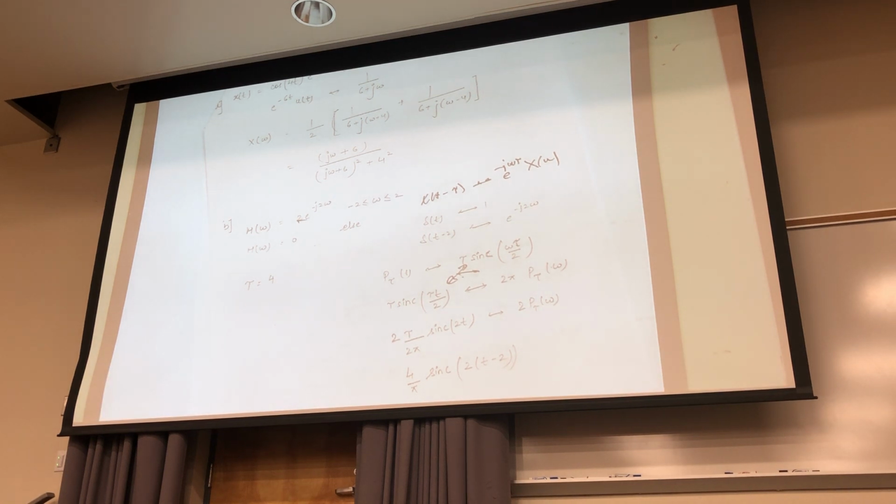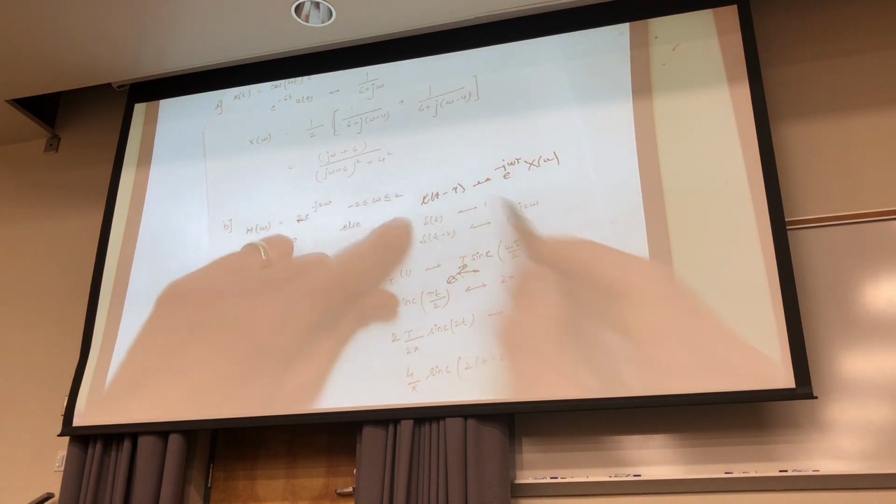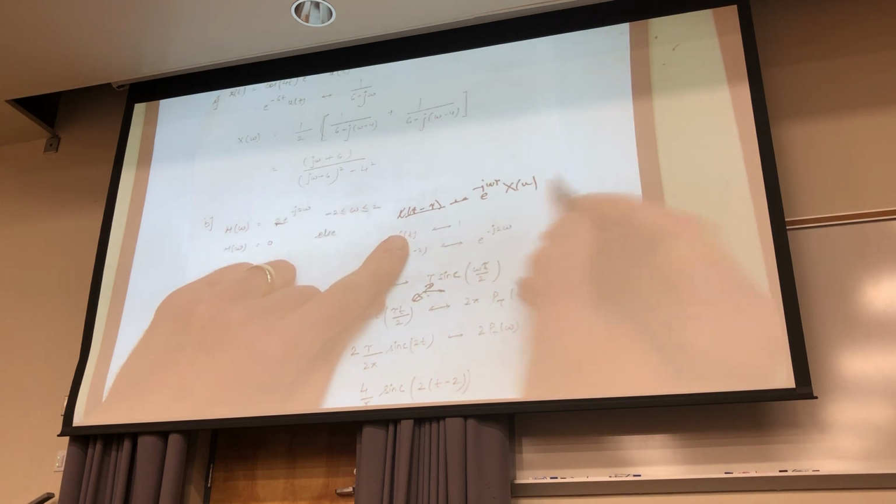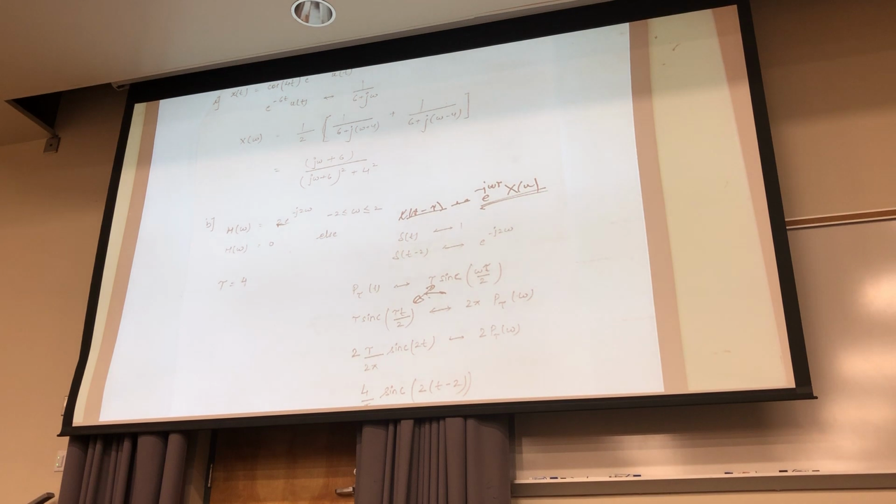So how do we turn this e to the negative j omega t into a pulse function? No, not that, this is the property. Any function x of t minus tau transforms as e to the minus j omega tau times x of omega, all right? The x of omega is the pulse function. This is just simple phase delay. A delay in time is a phase shift in frequency.